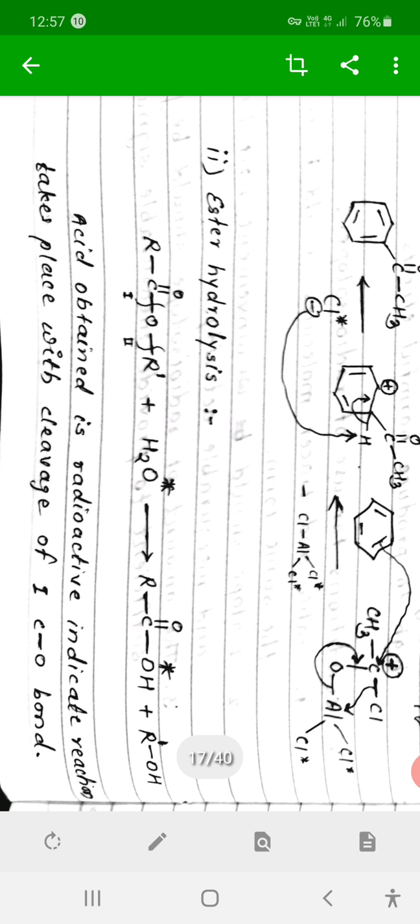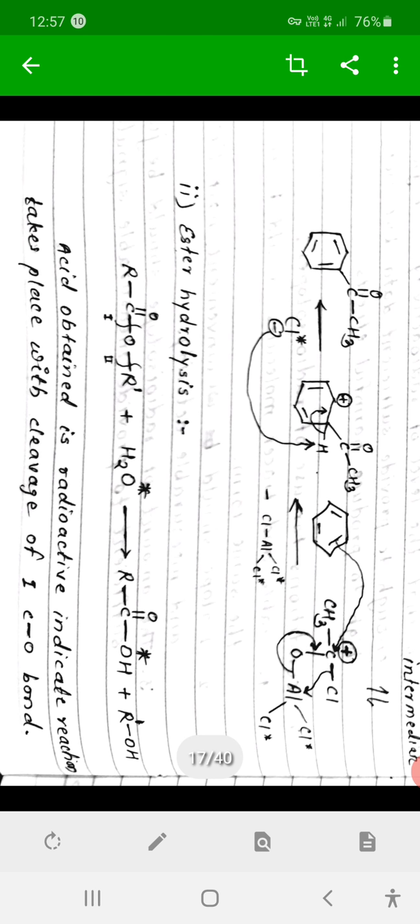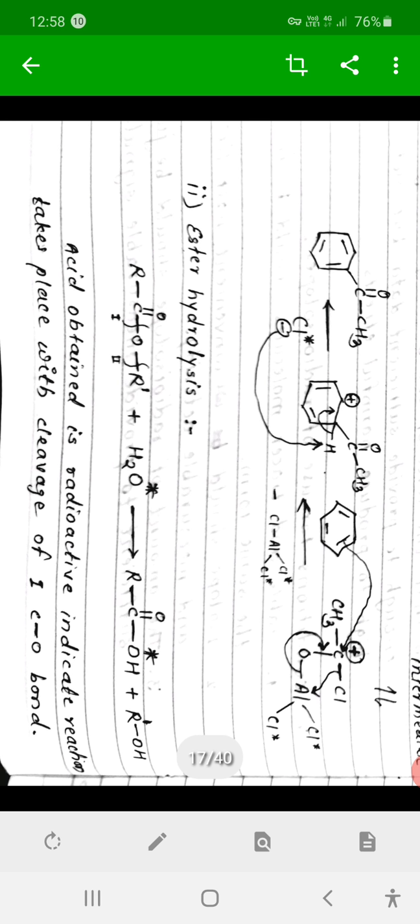Then if we carry out the reaction, and if the acid generated, the carboxylic acid obtained, is radioactive, that indicates that the reaction takes place by breaking of the first bond, that is acyl oxygen cleavage takes place. And if the alcohol obtained is radioactive, then what is the situation?